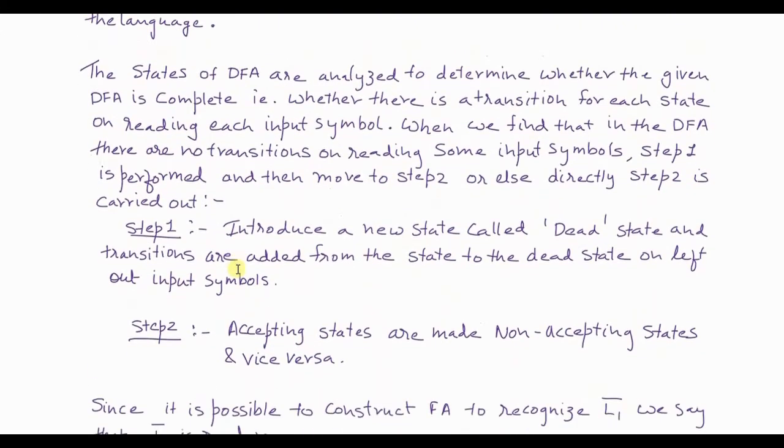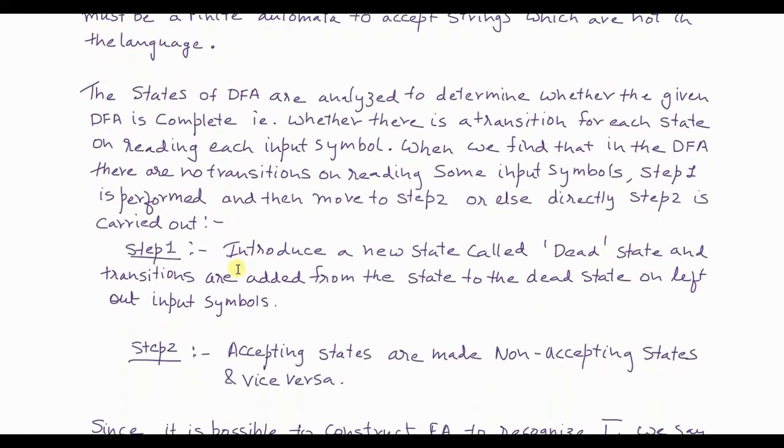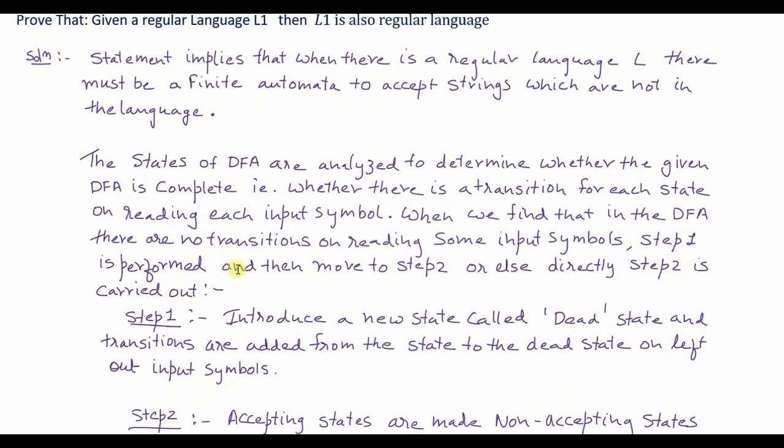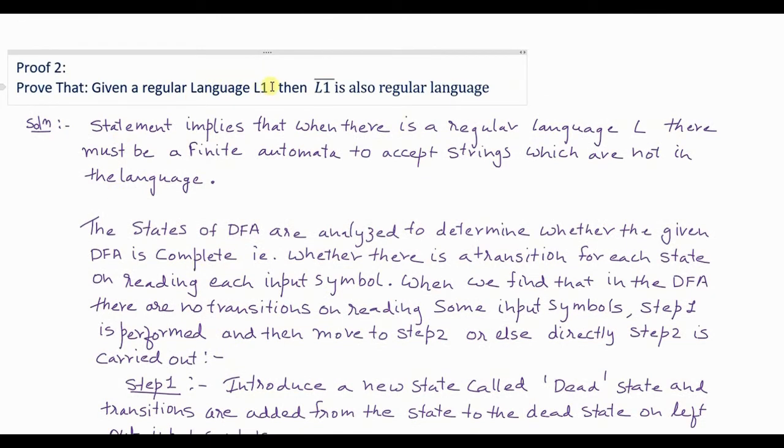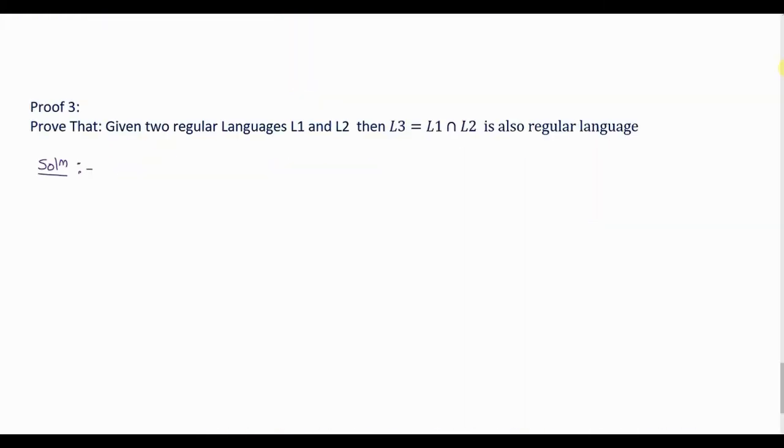That's what it says. The proof is slightly tricky, not difficult, but this is the only good way to prove that given a language L1, then L1 bar, its complement, is also a regular language. This third proof, we have to prove that given two regular languages L1 and L2, the intersection, that is L1 intersection L2, is also a regular language. Now this kind of proof is a bit tricky. Okay, so I can say that we all know there is something called De Morgan's law.